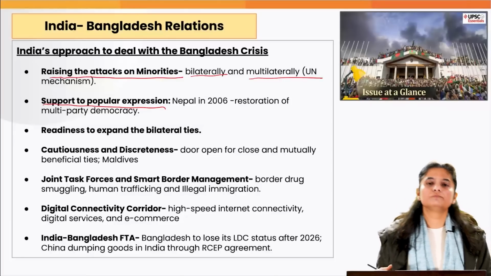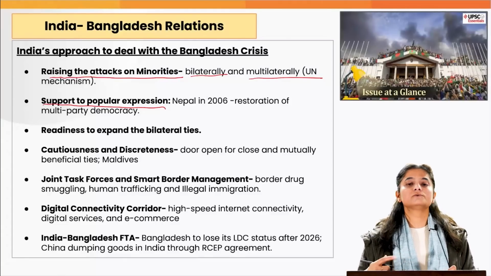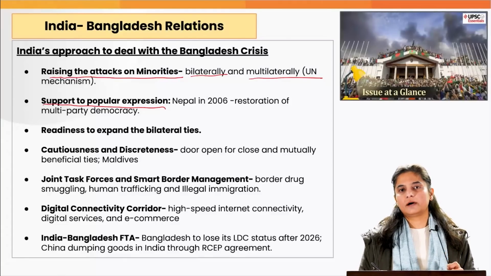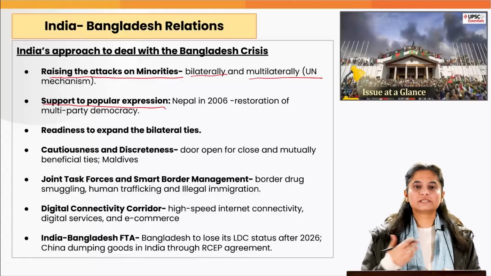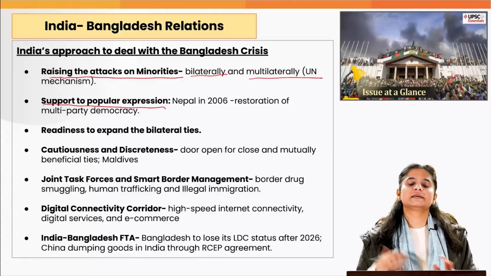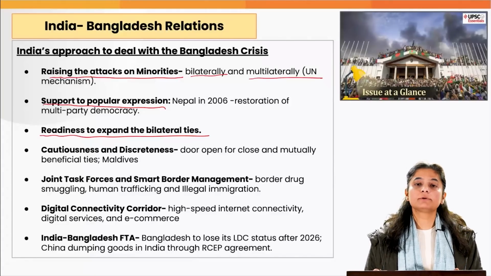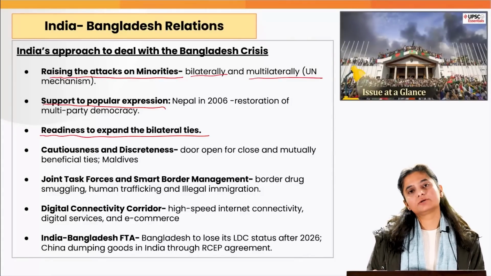Then there is support to popular expression. Like we saw around 2006, India also supported the popular will in Nepal. This was one good case. It could be kept as a precedent to be followed in the Bangladesh case also, where the popular will could be supported. And the third point is about readiness to expand bilateral ties.